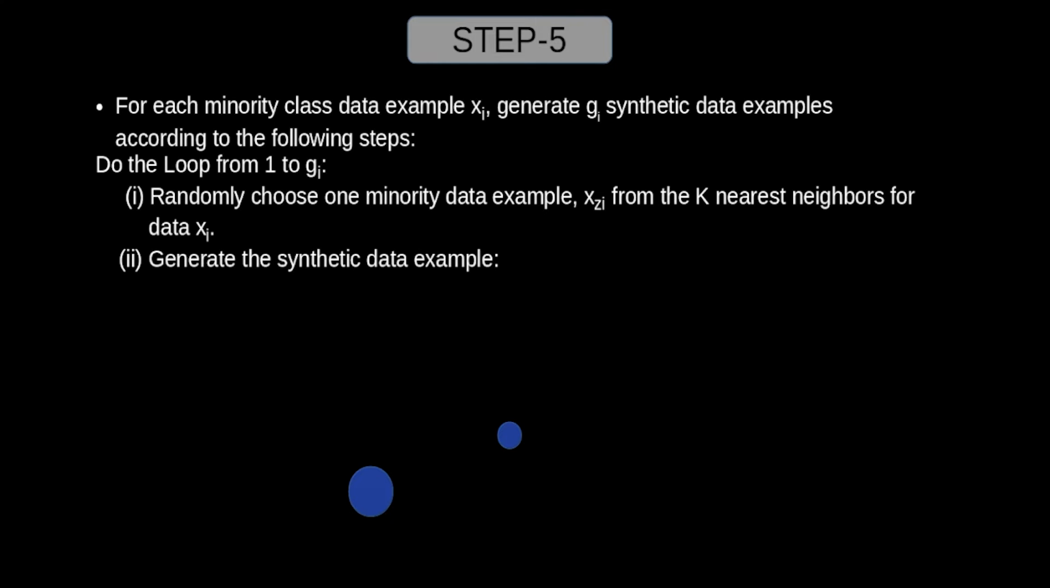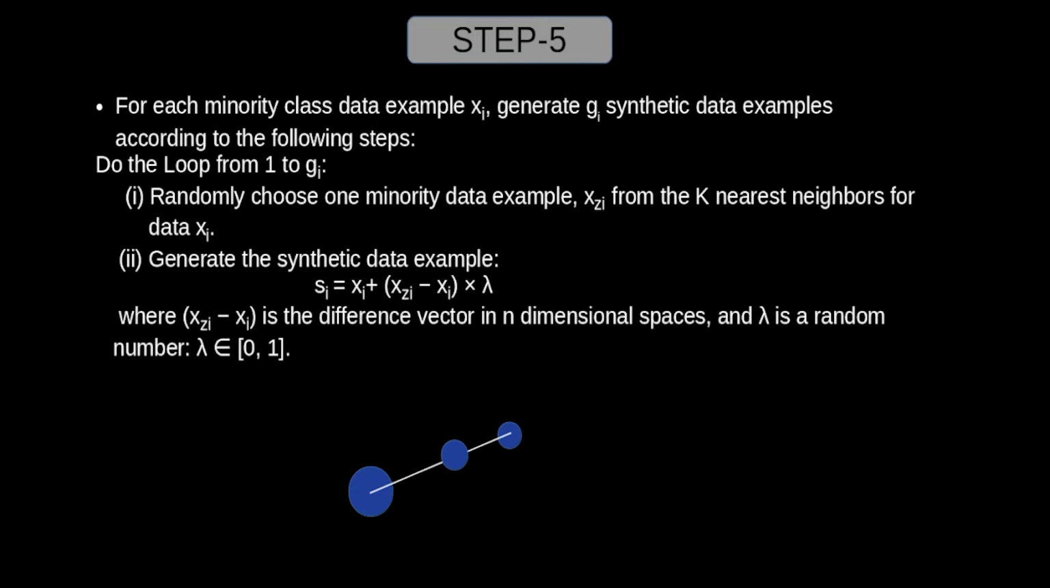Now we generate a synthetic data example with the help of this formula: si equals xi plus (xzi minus xi) multiplied by lambda. This is how we generate a synthetic example on the line between the selected minority class example and its neighbor, where xzi minus xi is the difference vector in n-dimensional space, and lambda is a random number between 0 and 1. This is how we generate 9 synthetic examples for our selected minority class example. 9 is the value of gi.